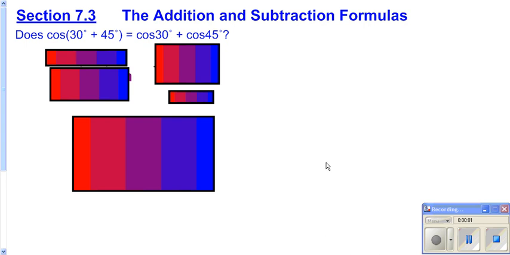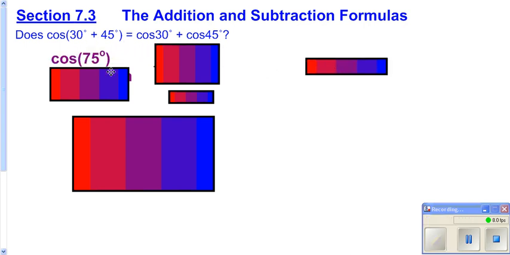We're going to go ahead and take a look at addition and subtraction formulas, as in the sine or cosine of two angles added together, or the sine and cosine of two angles being subtracted. Now, if we look at this over here, we know that 30 and 45 is 75. We know that the cosine of anything is always going to be between 1 and -1.